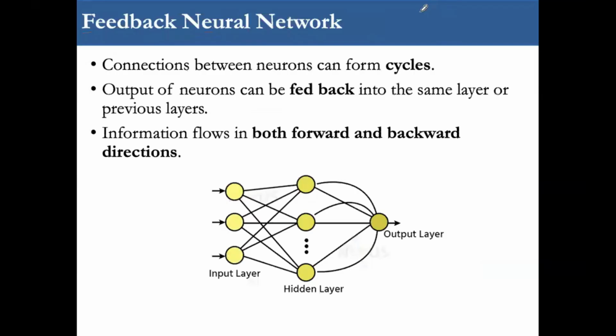The next one is the feedback neural network. Unlike feed-forward neural networks, here the connections between neurons can form cycles. The output of neurons can be fed into the same layer or to the previous layer. You can see here the output can be fed to the same layer or to the previous layer. Information flows in both forward and backward directions. This is a hint about the feedback neural network.